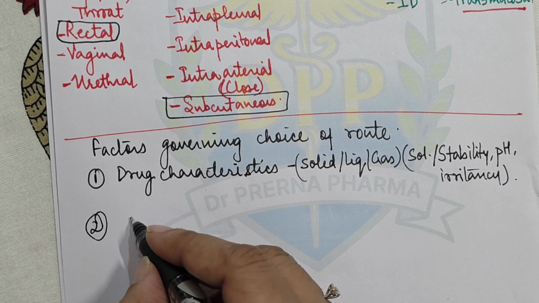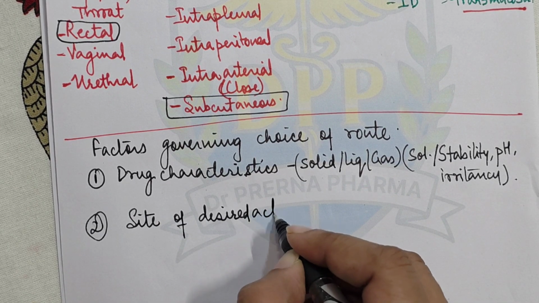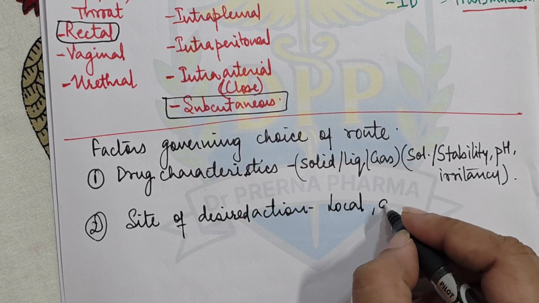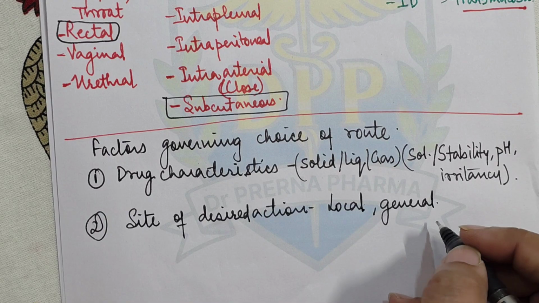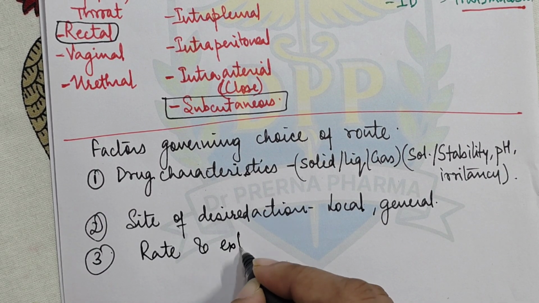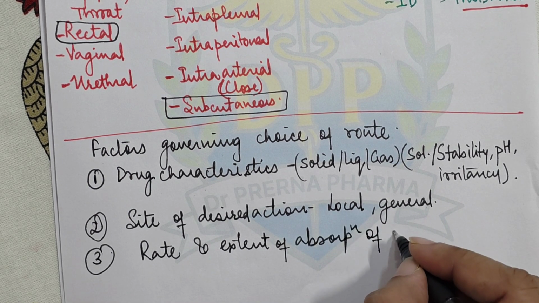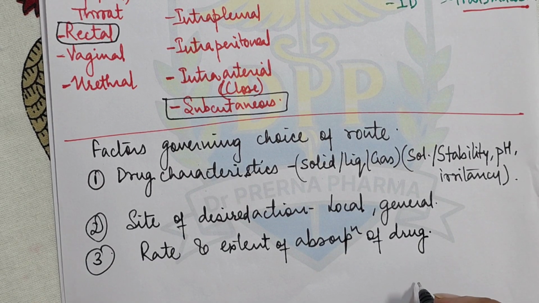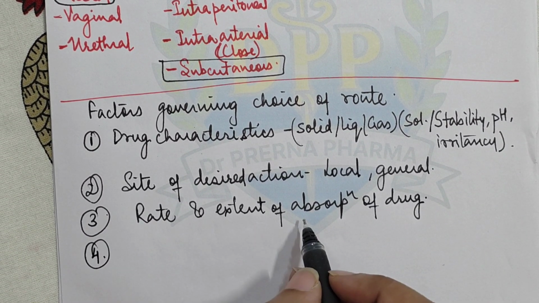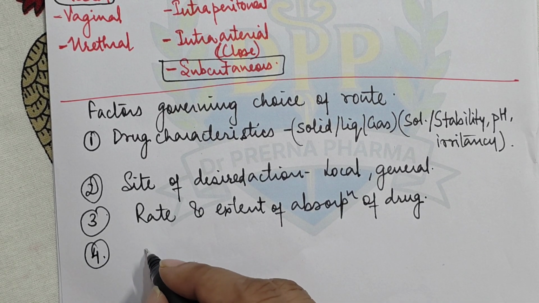The second thing is the site of desired action. Where do you want the action? Do you want a local action? Then we will go through a local route. Or do you want a general action in the body? Then we'll go through a generalized route, right? The third thing is the rate and extent of absorption of the drug. If a drug is better absorbed from the sublingual route, then we'll give it by sublingual. If it is better absorbed by intramuscular, then it is given by intramuscular route. Whichever route the drug is best absorbed from, it is administered from that place.